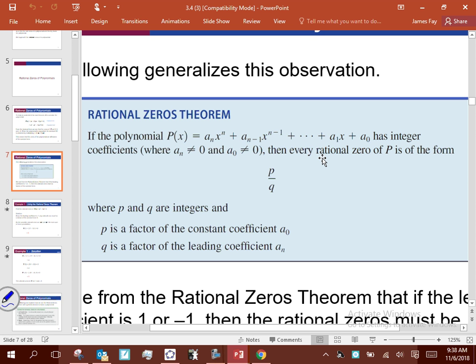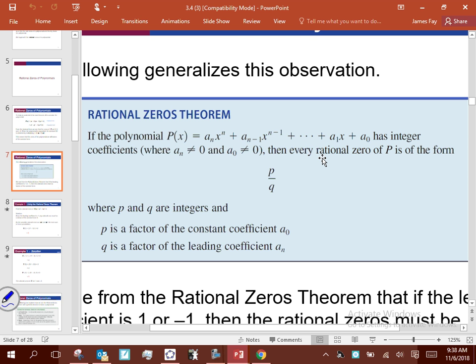This is going to be really nice for us in regards to pretty much every polynomial that we're going to encounter. It says that a sub n cannot be 0. If a sub n was 0, then the leading term goes away, and then we just have a depreciated polynomial, which is kind of silly. So a sub n cannot be 0. And a sub 0 cannot be 0, meaning that my constant has to show up. My constant has to be non-zero.